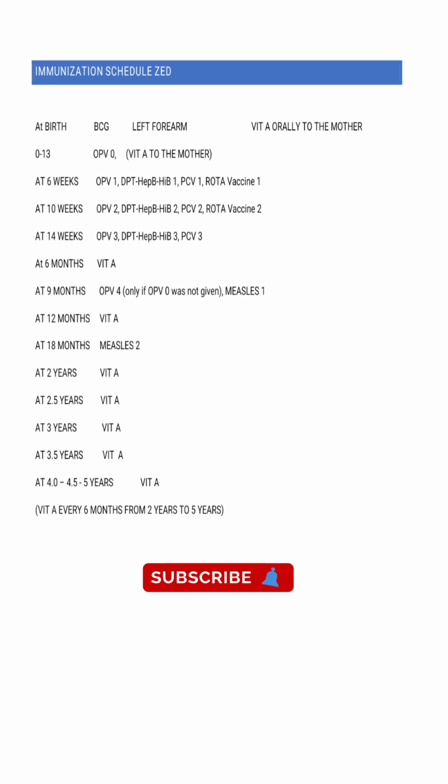So the others we are seeing are just a continuation of vitamin A supplementation. At 2 years, vitamin A to the child. At 2.5 years, vitamin A to the child. At 3 years, vitamin A to the child. At 3.5, vitamin A to the child. At 4 years, 4.5, to 5 years, vitamin A supplementation. If you have noticed, vitamin A is given after 6 months, from 2 years to 5 years. Those are some of the things you have to take note of.